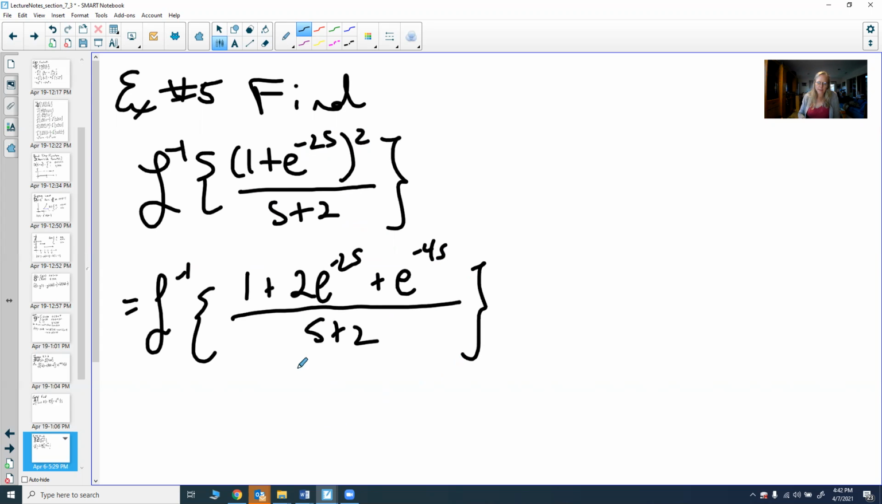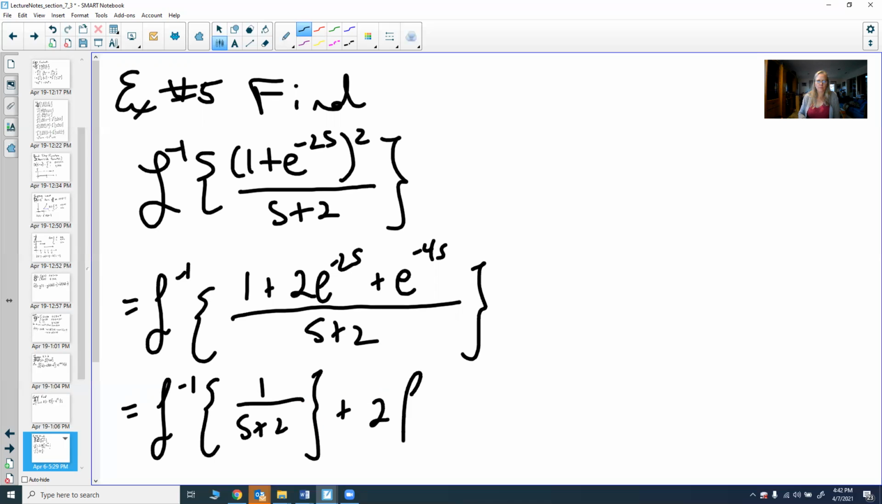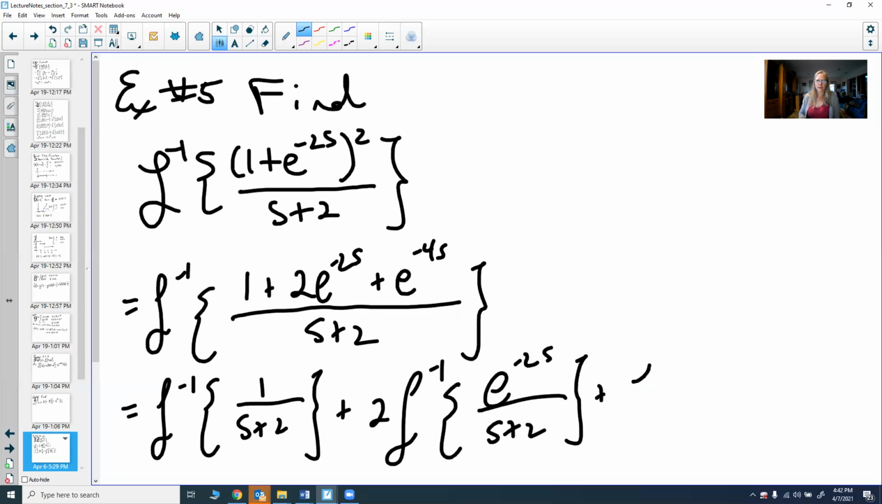Then we would like to go ahead and separate this out into separate fractions. So it's the inverse Laplace of 1 over s plus 2, plus 2 times the inverse Laplace of e to the minus 2s over s plus 2, plus the inverse Laplace of e to the minus 4s over s plus 2.